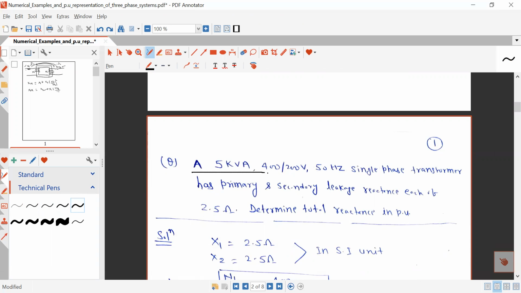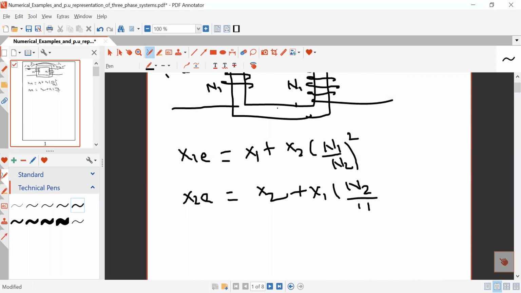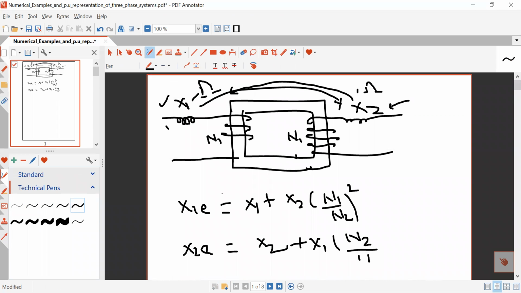A 5 kVA 400 by 200 volt transformer. The rating of the transformer is given. Rating of the transformer is 5 kVA.